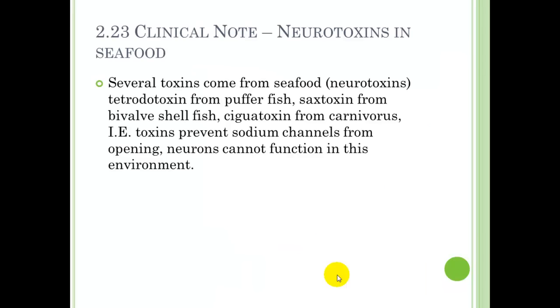Clinical note, neurotoxins in seafood. This is going to be 2.23. Several toxins come from seafood, neurotoxins. Tetrodotoxin from pufferfish, saxitoxin from bivalve shellfish, ciguatoxin from carnivorous fish. An example is this, and the toxins prevent sodium channels from opening. Neurons cannot function in this environment. So these neurotoxins would actually cause no stimulus to occur in your neuronal cells.